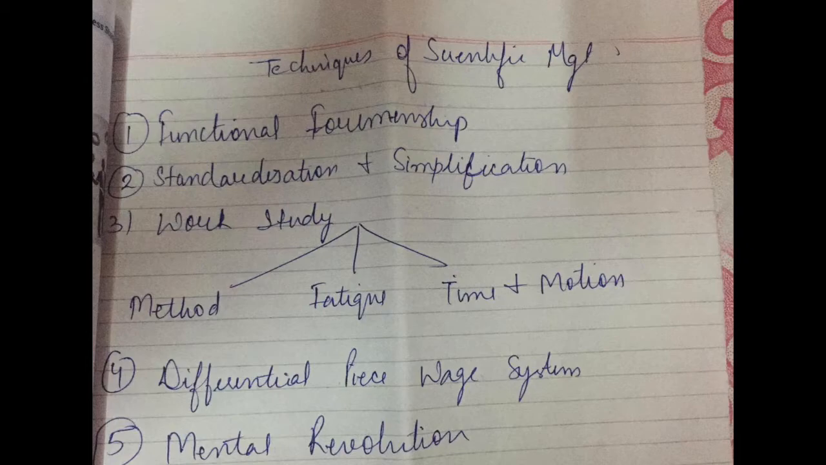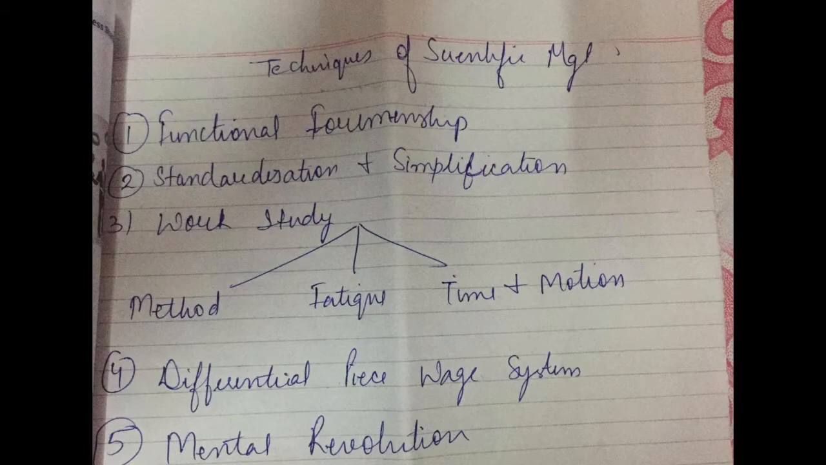Next point is differential piece wage system. Very much clear from the name, that is different wages for different numbers of efficient and inefficient employees. That is, if one person is performing his duty or work in a good manner, in the right way, the person will be getting the wages accordingly, and if one person is not performing his duties very well, then he'll be given wages accordingly, right?